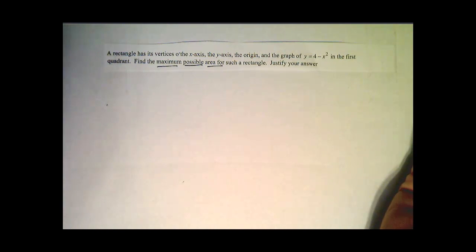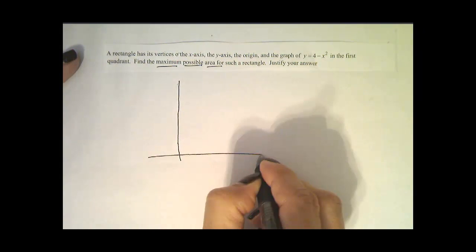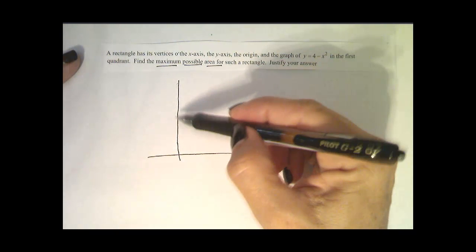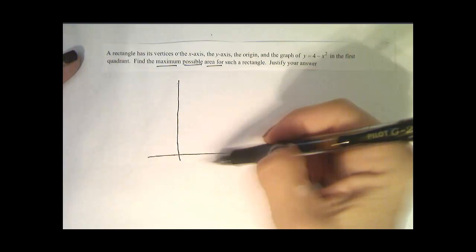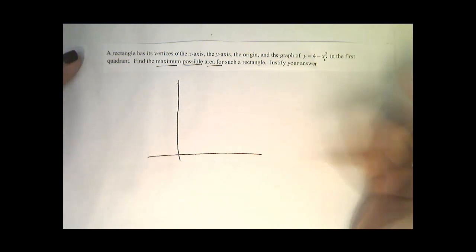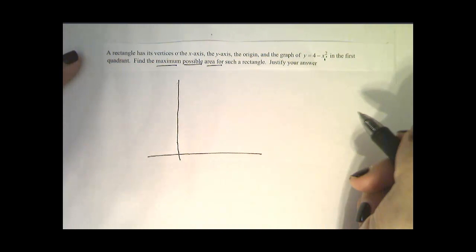Okay, as we remember, the first thing we want to do is try to draw a picture to describe what's going on. So I'm going to draw a rectangle where my vertices lie on the x-axis, the y-axis, the origin, and this graph, all in the first quadrant. So I'm constrained to this quadrant right here.